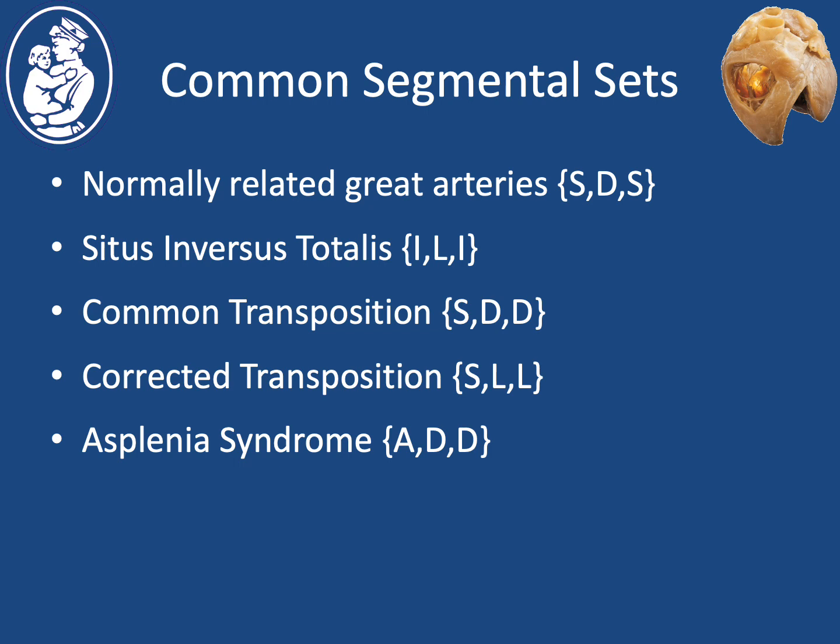Congenitally physiologically corrected transposition usually has Situs atria, but L-looped ventricles and L malposed or transposed great arteries, where the aorta is anterior and leftward.